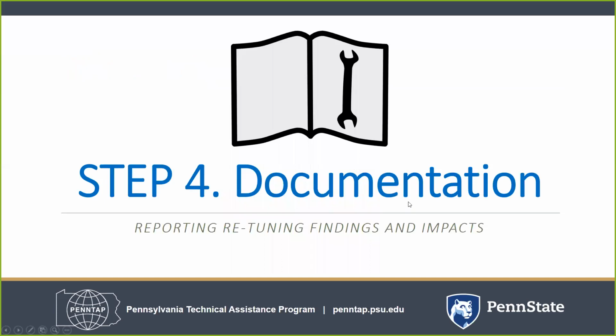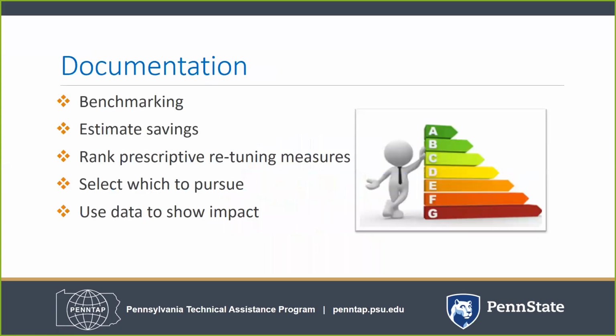Step 4 is documentation. Reporting retuning findings and your impacts. You have found opportunities throughout your facility. You know what to do for implementation to fix the identified problems. Now you need to document and calculate what the savings would be and how to rank your projects so you can select which ones to pursue going forward.